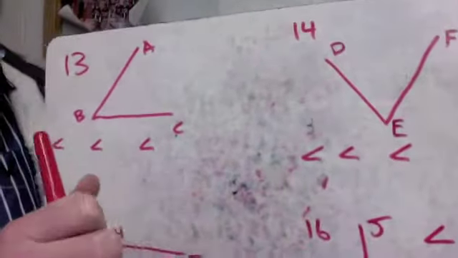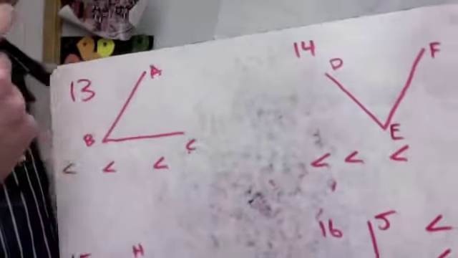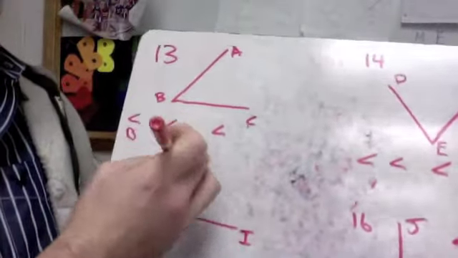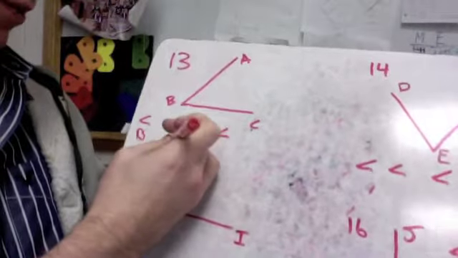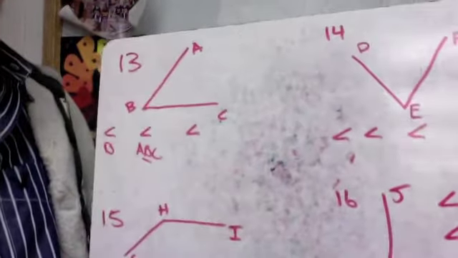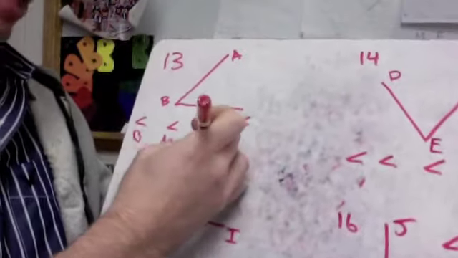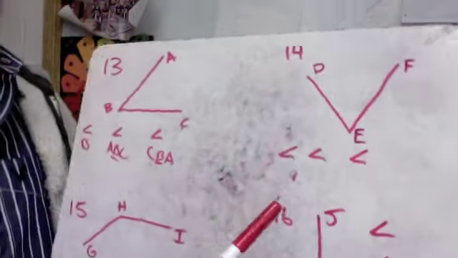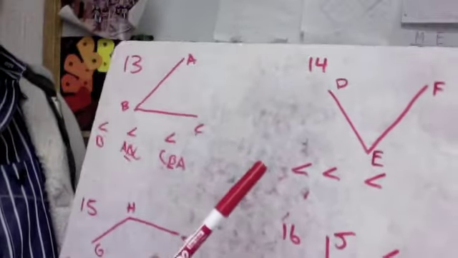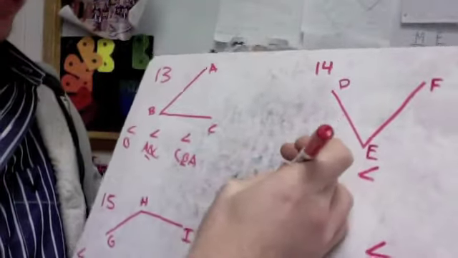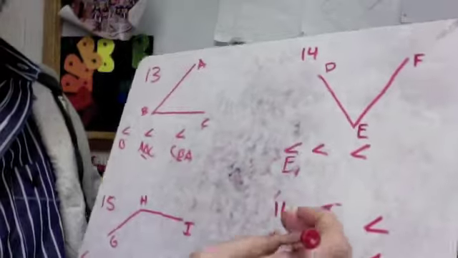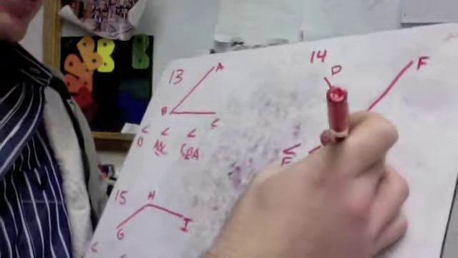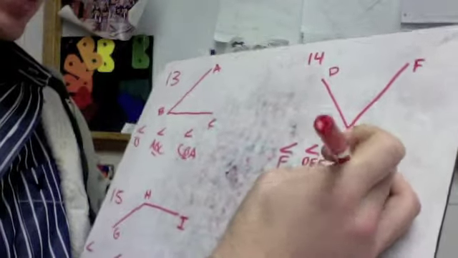All right, now to name these angles. We'll start with 13, the acute angle. We've got just angle B, we could say. That's the vertex. We could go in order, A, B, C, with the vertex being in the middle. Or we could go backwards, CBA. 14 is also an acute angle. It's closed up. We could just go angle E is fine. We could say DEF, or we could say FED.